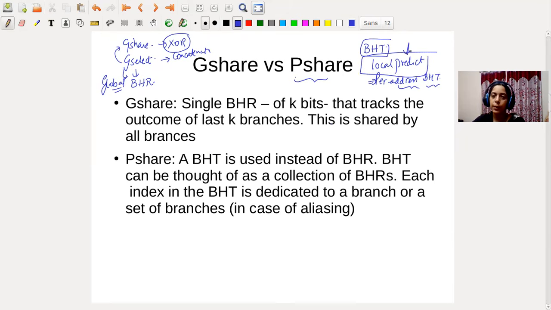So all the local predictors that we had seen before, if they were to use an XOR gate instead of concatenation of the PC and the BHT entry, they would be called p-share. So this is just a different variant. Okay, so the difference is just shown here. In case of a G-share, you have a single BHR, whereas in case of a p-share we have the BHT, and in both of these cases we are not going to concatenate, but we're going to use an XOR gate. That is why it's called a G-share or a p-share predictor.